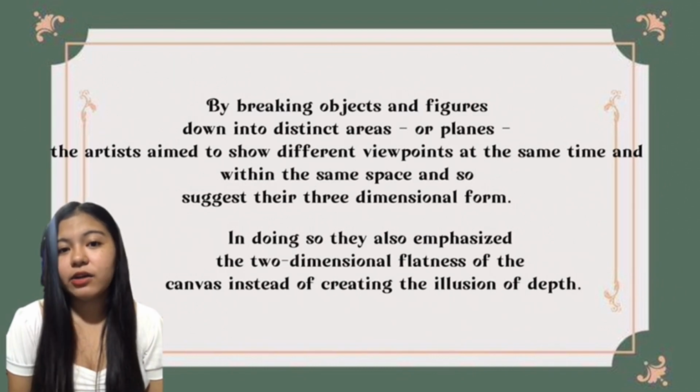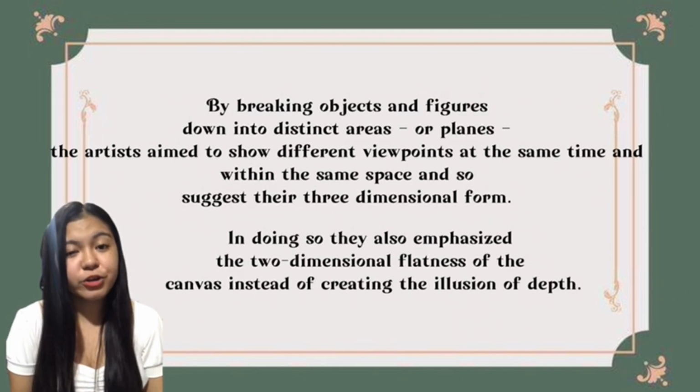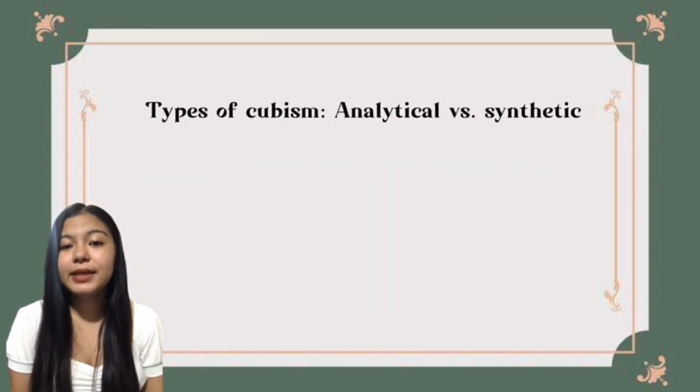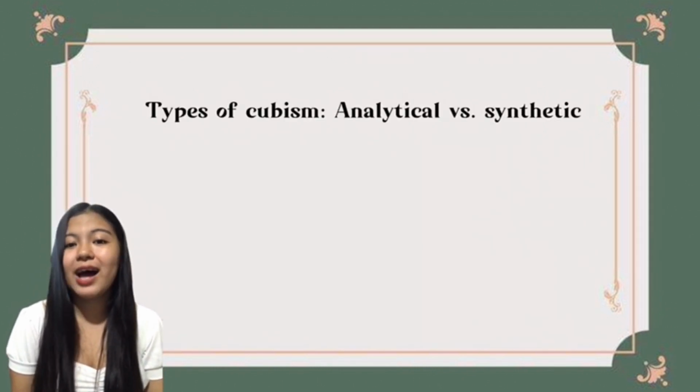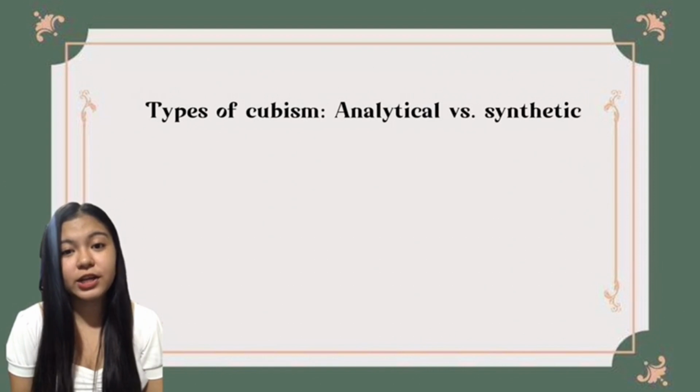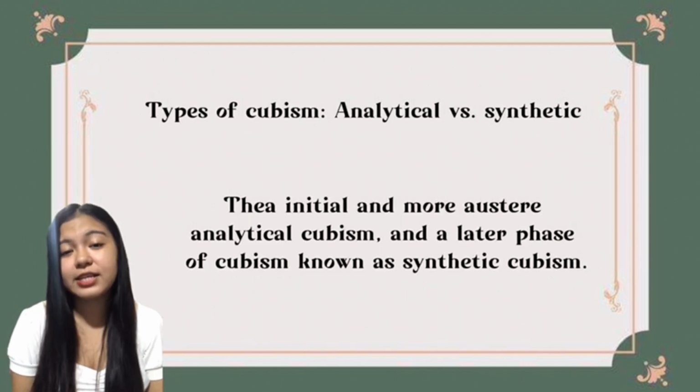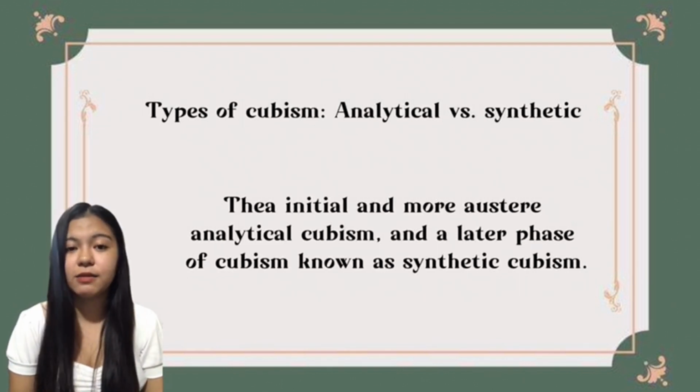This marked a revolutionary break with the European tradition of creating the illusion of real space from a fixed viewpoint using devices such as linear perspective, which had dominated representation from the Renaissance onwards. So Cubism can be seen to have developed into distinct phases: the initial and more austere Analytical Cubism, and a later phase of Cubism known as Synthetic Cubism.